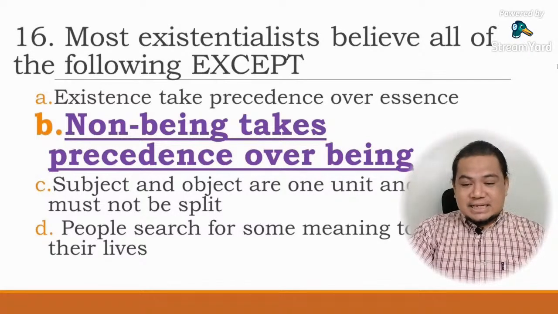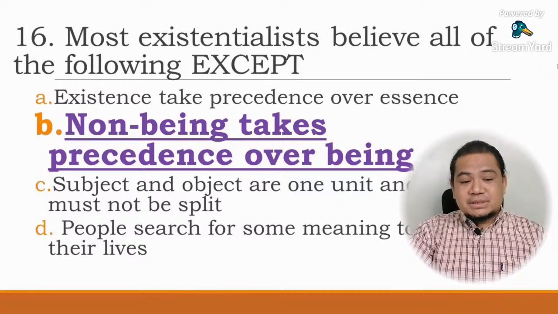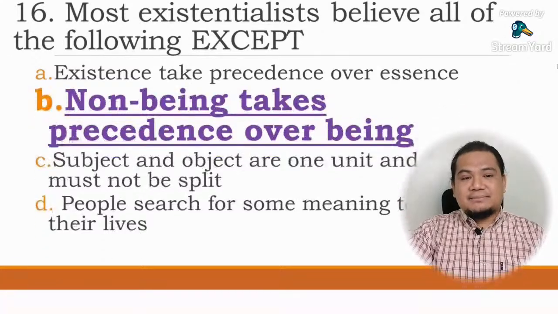Second, existentialism opposes the split between subject and object. Third, people search for some meaning to their lives. Fourth, existentialists hold that ultimately each of us is responsible for who we are and what we become. And fifth, existentialists are basically anti-theoretical.